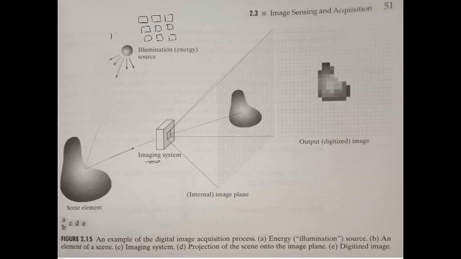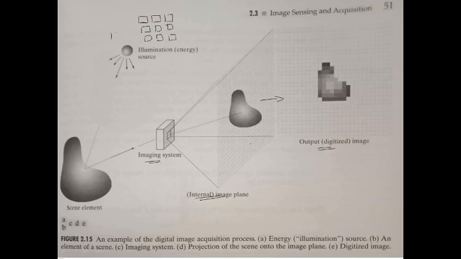This imaging system will be having the sensors, so that converts the intensity into a continuous voltage waveform. This is the analog voltage waveform which is formed on the internal imaging plane. Then we need to convert this analog waveform into digital form. This will be done by sampling and quantization. It will be converted into a digital image. So the final output would be your digital image.